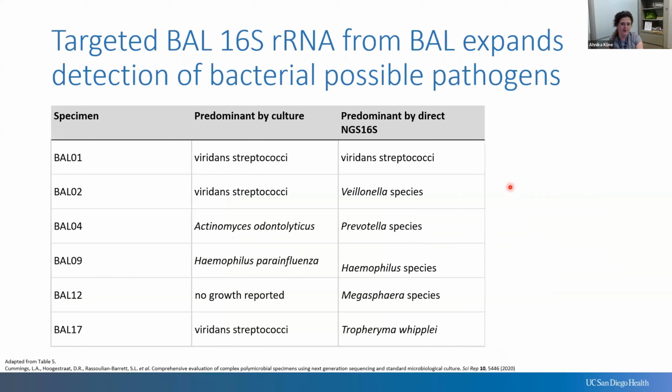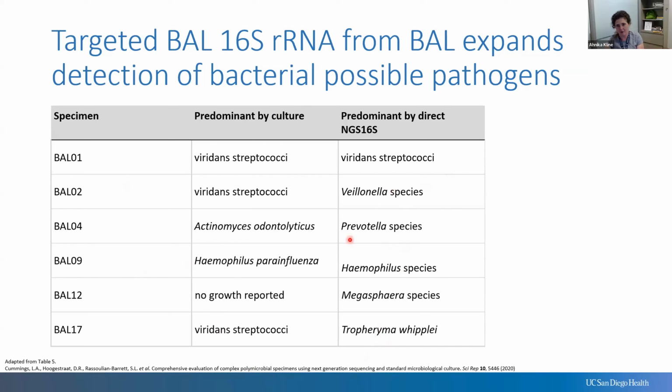So we are not the first lab to start working in the BAL space. The University of Washington offers any specimen type as one of their targets, and they will accept BALs. And so they published a paper looking at, again, targeted 16S rRNA from BAL. This is just an adapted table from their paper, but you can see that predominant by culture, there were a lot of things that grow, and then predominant by that direct 16S sequencing, they found a lot of some other things. There's way more specimens in their publication. This is just a sample of them, but it's to highlight a couple of things.